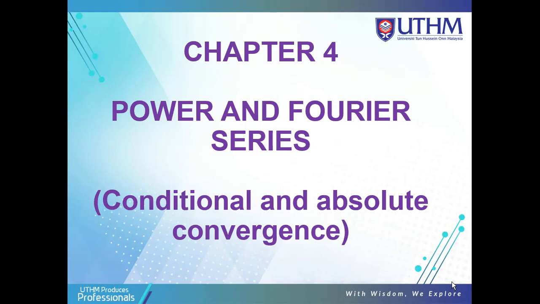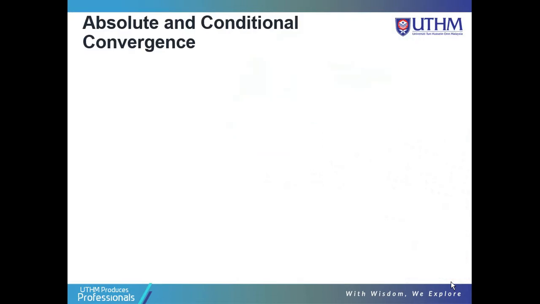So we continue our topic on conditional and absolute convergence. How can we identify or categorize that a series is conditionally or absolutely convergent?